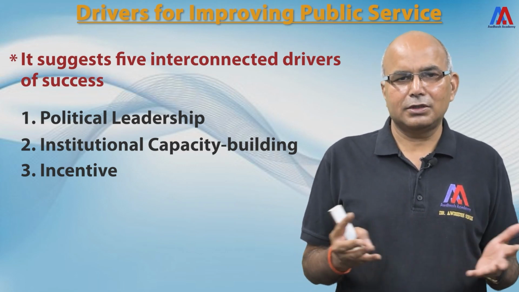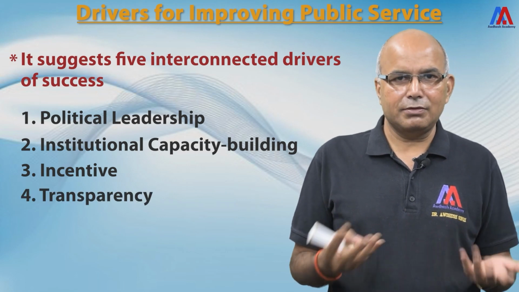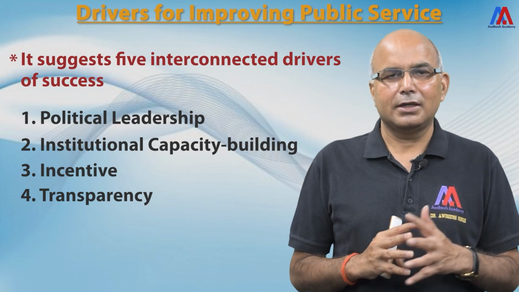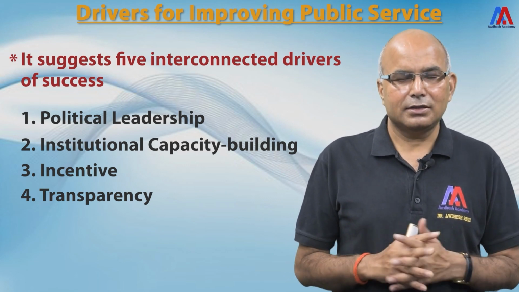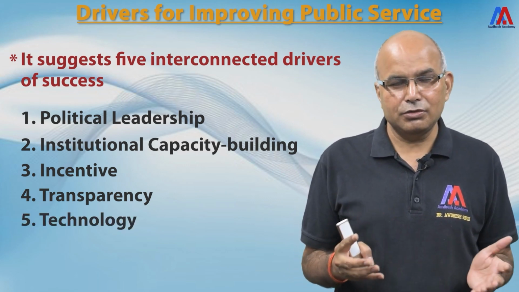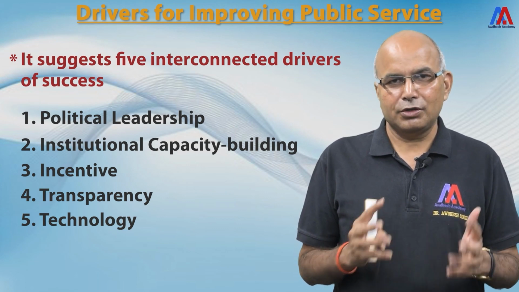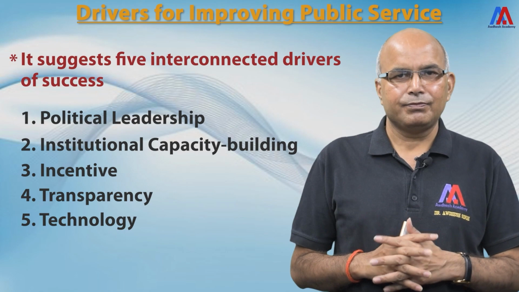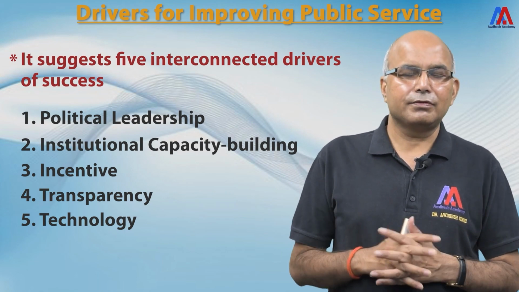Then the fourth element is transparency. Whatever civil servants do, that should be known to the public so that they can be made accountable. And finally, the use of technology. We must try to use as much technology as possible because that will reduce the interaction between the civil servants and the public and corruption, and it will improve the efficiency.